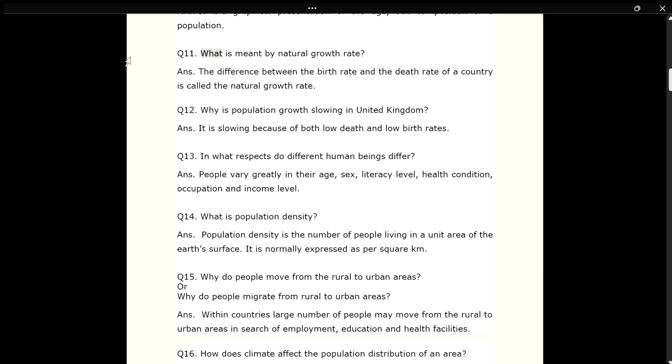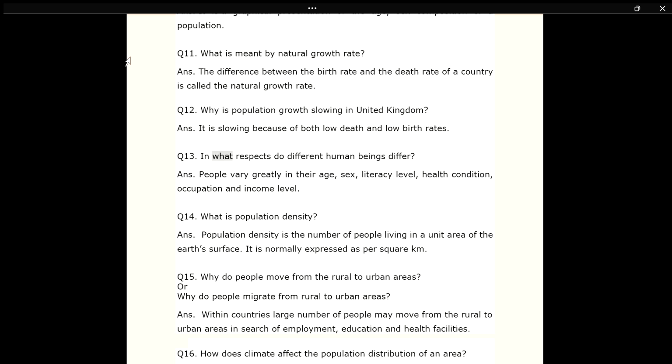Q11. What is meant by natural growth rate? Ans. The difference between the birth rate and the death rate of a country is called the natural growth rate. Q12. Why is population growth slowing in United Kingdom? Ans. It is slowing because of both low death and low birth rates.